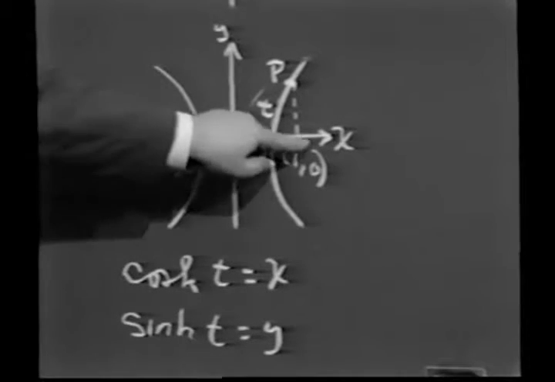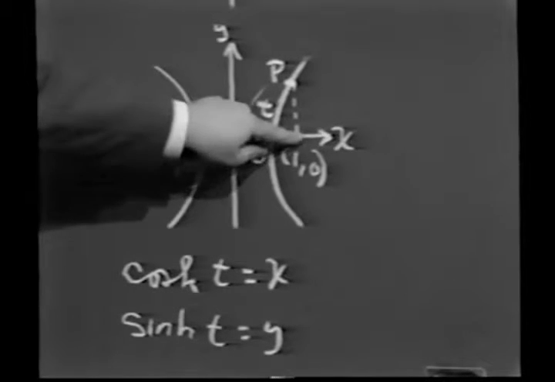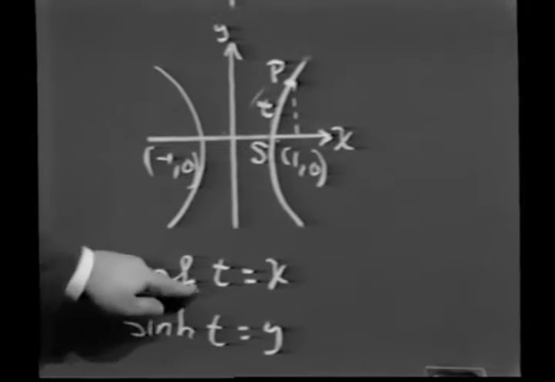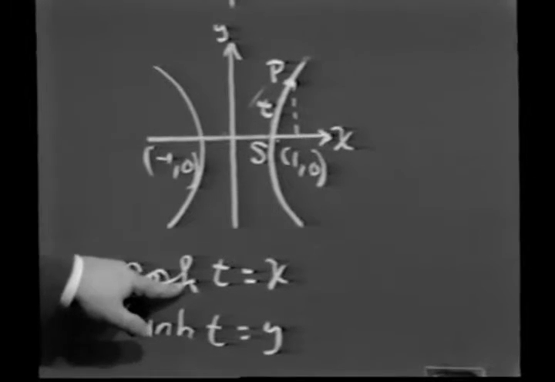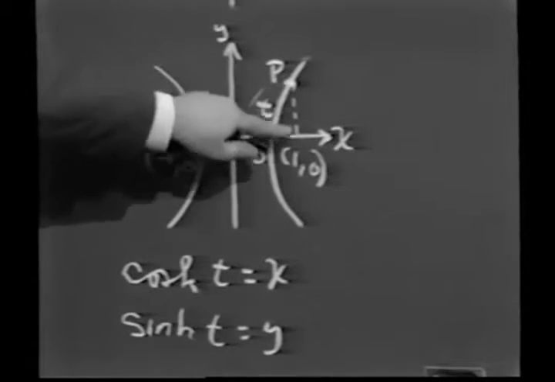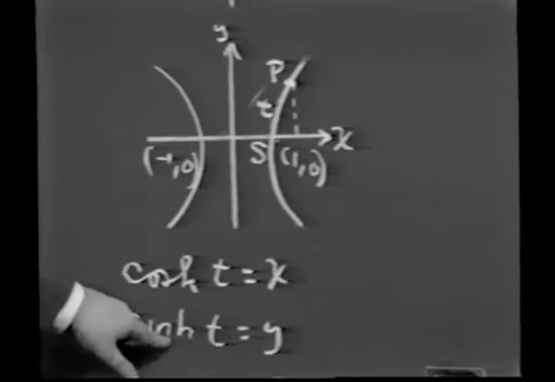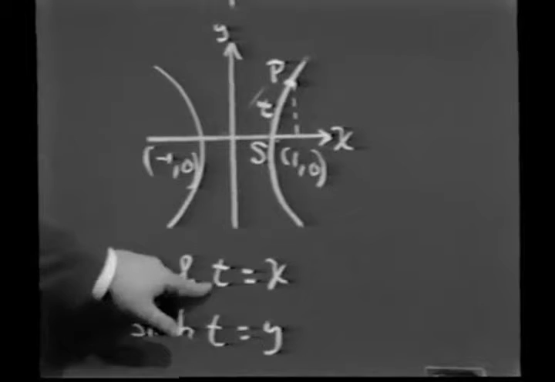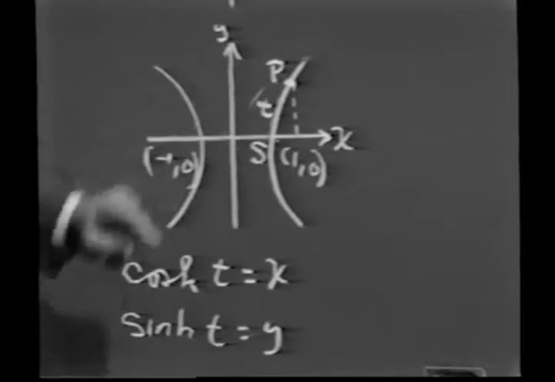And then to complete our analogy with the circular functions, we define the x-coordinate of P to be the hyperbolic cosine, written C-O-S-H, and pronounced cosh. Cosh t is x. And the hyperbolic sine is the y-coordinate of P, and that's written S-I-N with an H, hyperbolic sine, pronounced sinh. In other words, cosh t is the x-coordinate of P, sinh t is the y-coordinate of P.